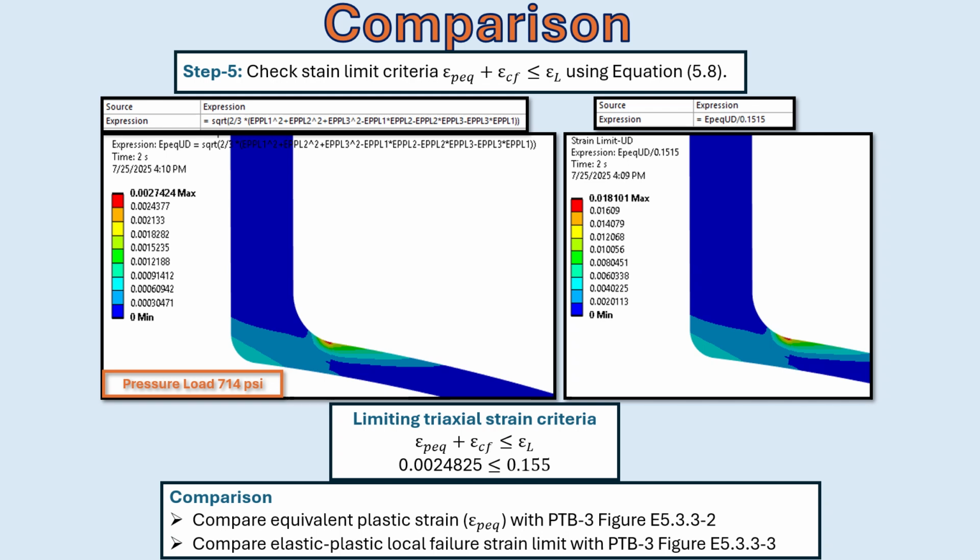Finally, step 5 is to check the code criterion. The strain limit criterion is that the algebraic sum of equivalent plastic strain and cold forming strain should be less than the limiting triaxial strain limit, which is EL. The limiting strain is 0.1515, which we obtained in the previous slide, and the equivalent plastic strain is 0.0024825, which is less than the limiting strain, and hence the criterion is satisfied. Also, the maximum strain limit ratio was only 0.018, which is well below the value of 1.0. The limiting ratio, we can see here.